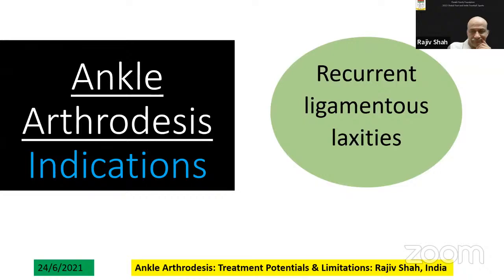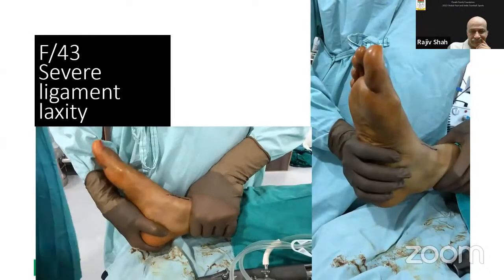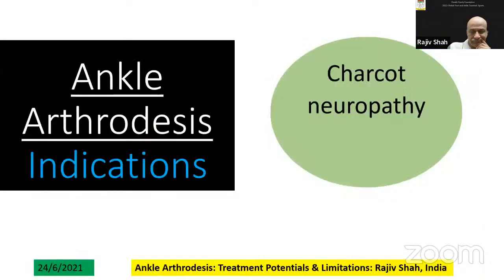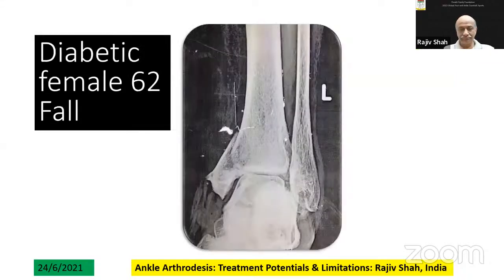Case of recurrent ligament laxity like this, who had twice operated, failed kind of a procedure, would require ankle fusion. Charcot neuroarthropathy would require ankle arthrodesis.